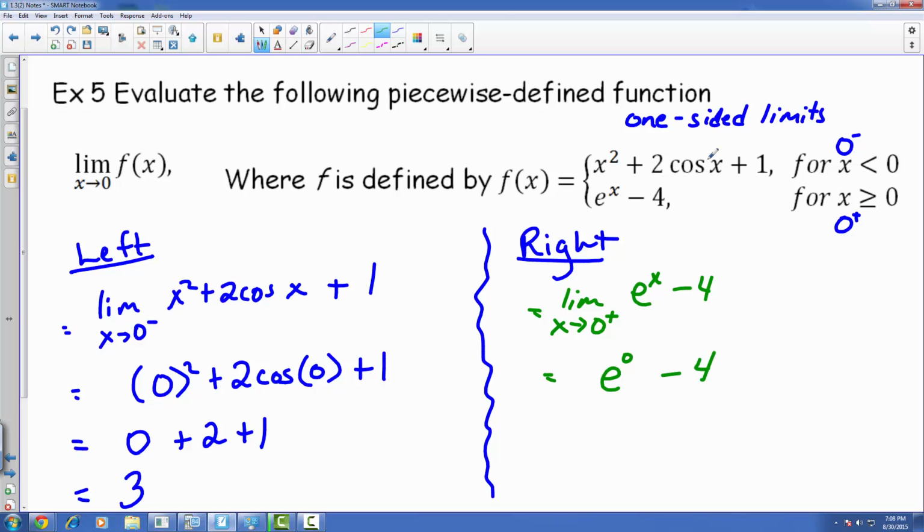And e to the 0, if you think back to algebra 2, e to the x is a function that just looks something like this. But e to the 0 has a y value of 1. So e to the 0 is actually just 1, minus 4. So it appears that this limit, in fact, comes out to be -3.